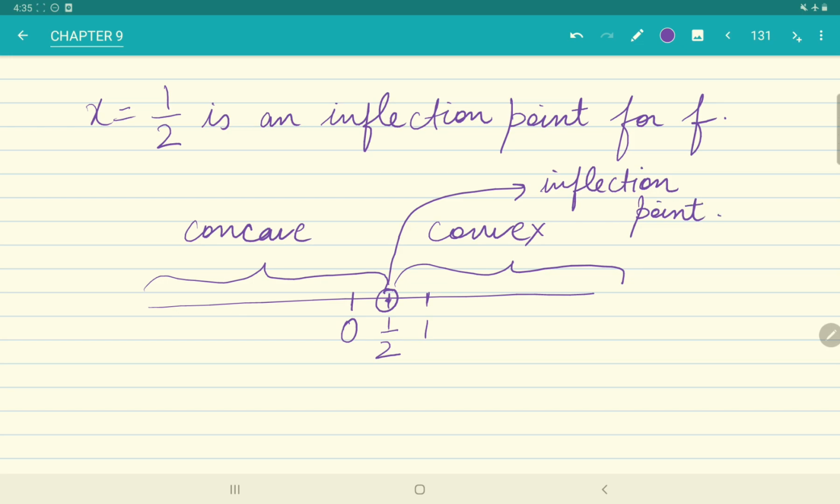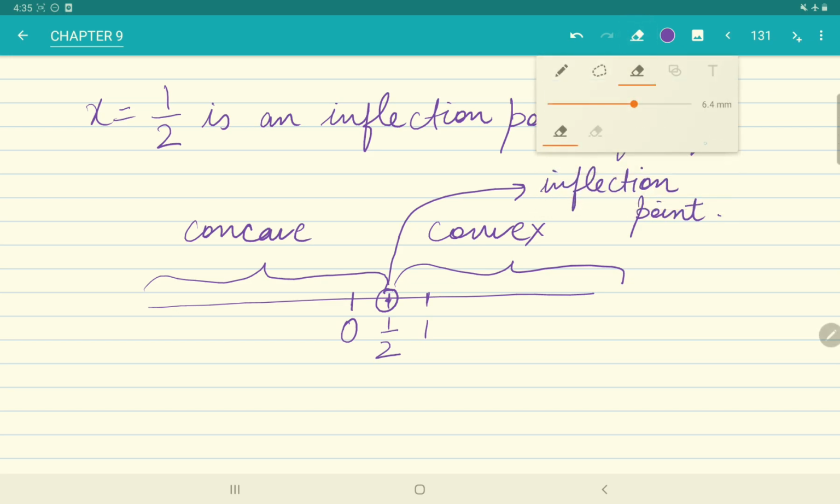We don't have the graph of this function with us, but the point to note here is that we are able to prove that the second derivative of this function changes sign at x equal to 1 by 2, and that just means that x equal to 1 by 2 is an inflection point for this function f.